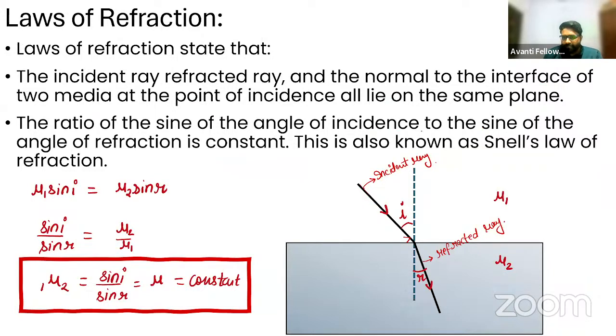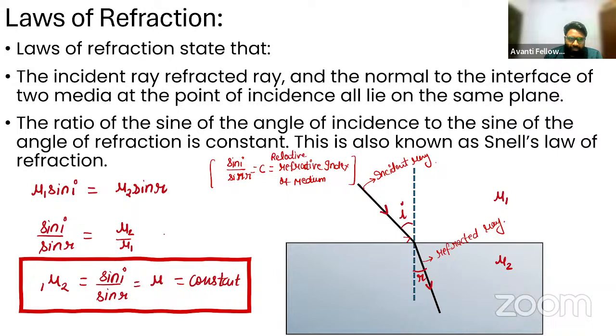Now, here if you look, the second law says that the ratio of the sine of the angle of incidence, which means sine i, to the sine of the angle of refraction, which is sine r, is constant. This is also known as Snell's law of refraction, which means the ratio of sine i upon sine r is equal to a constant. And this constant is nothing but the refractive index of the medium.